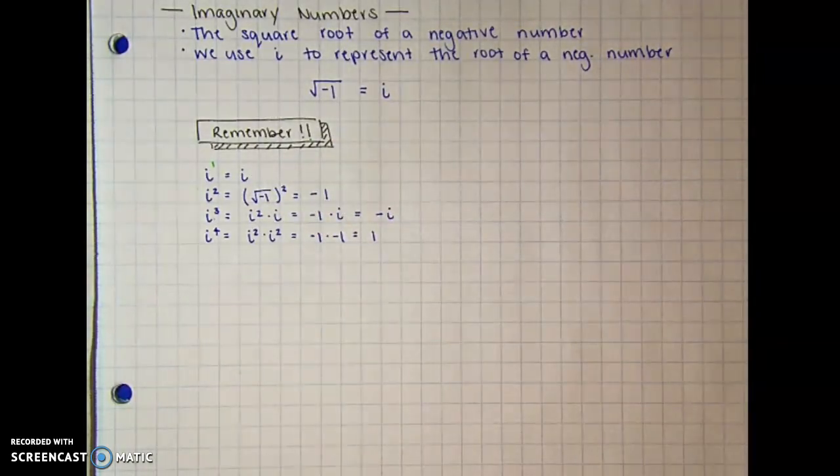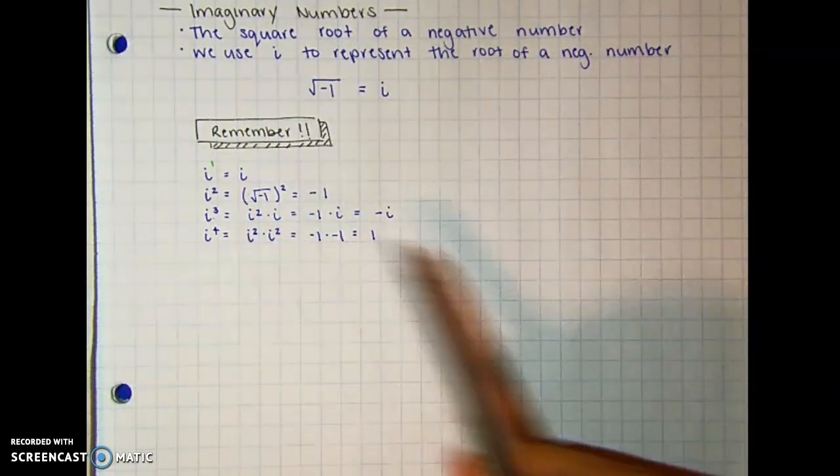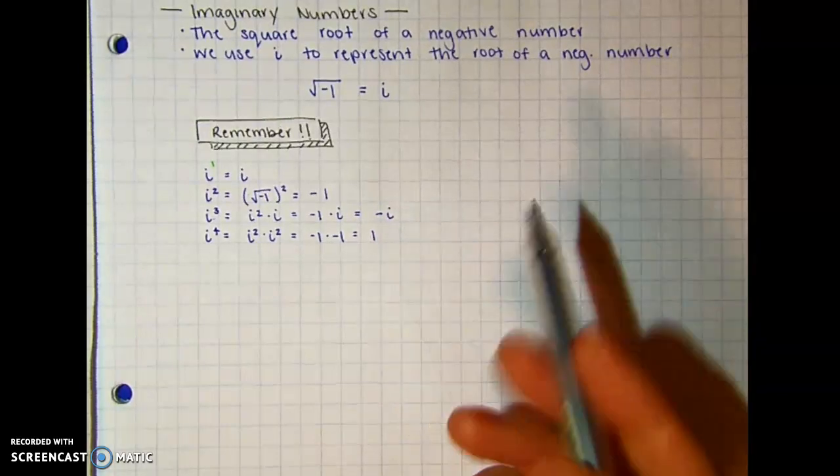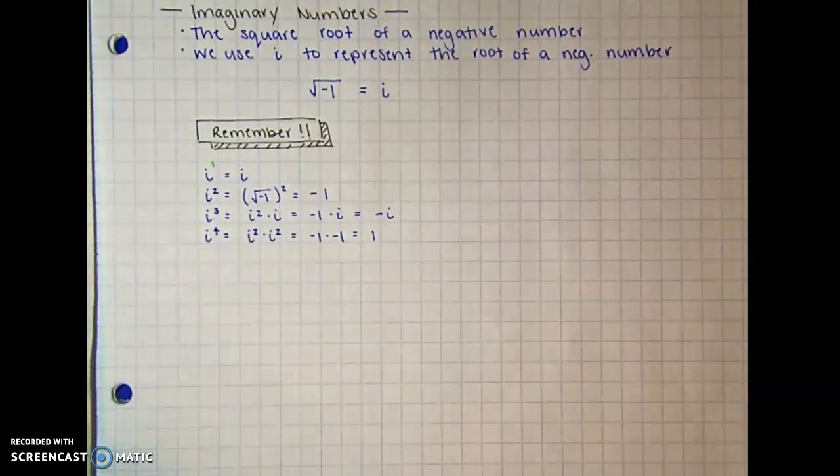So why is this important? Well, because if we want to simplify, understanding that i to the fourth is equal to 1 is really important. So let's do some examples where we have to simplify.